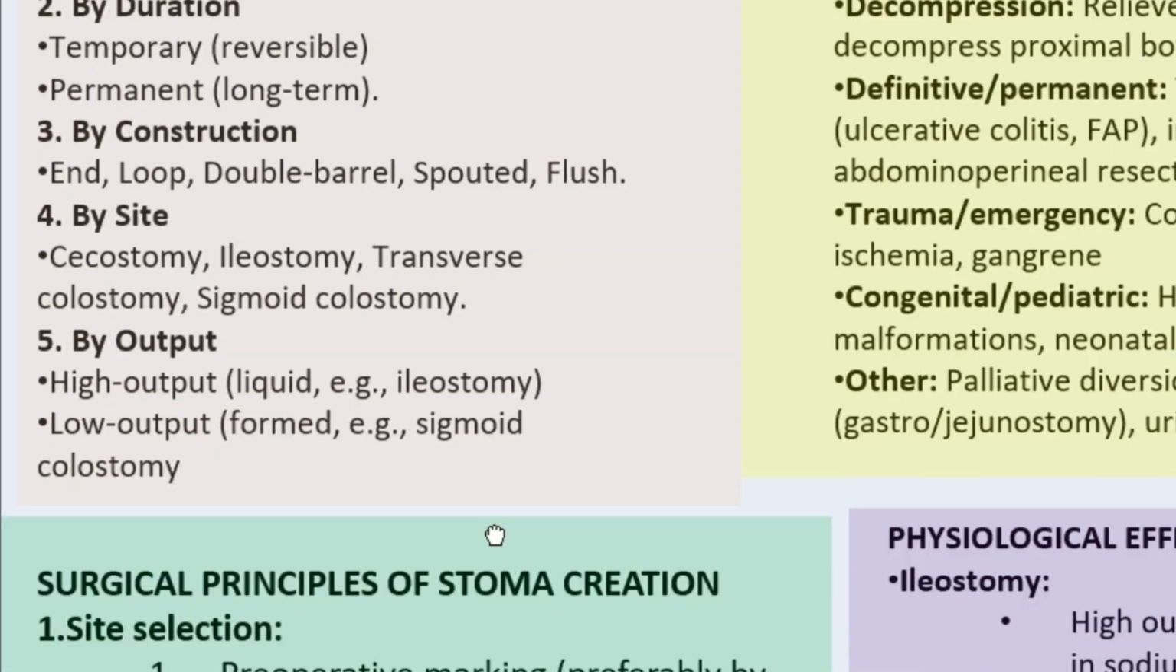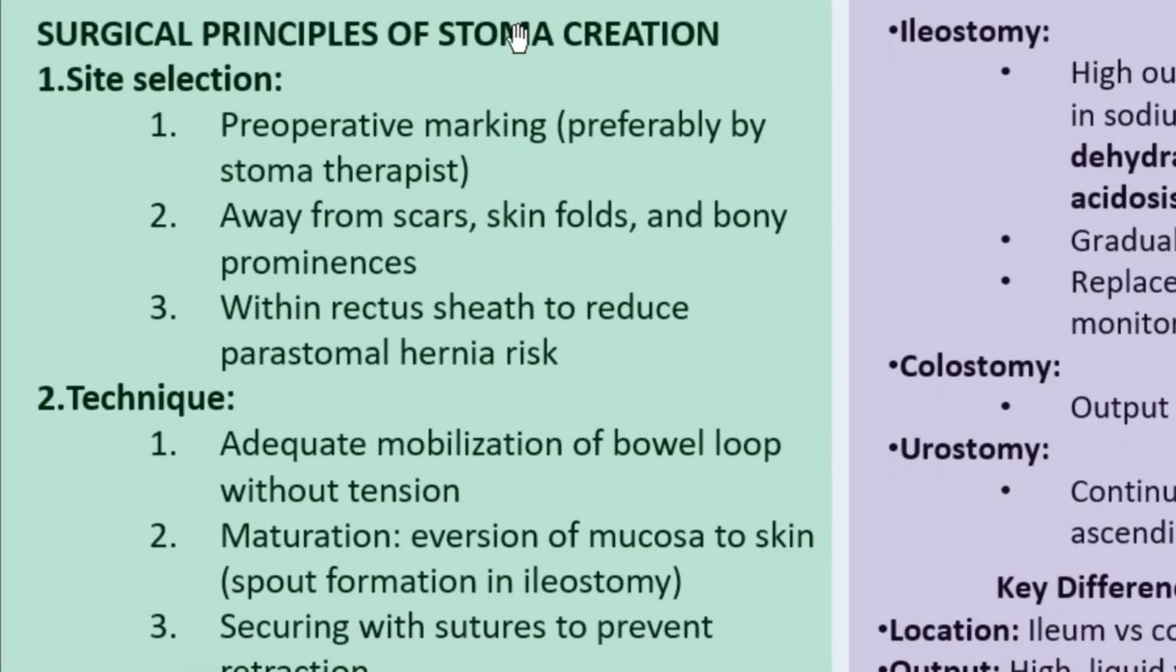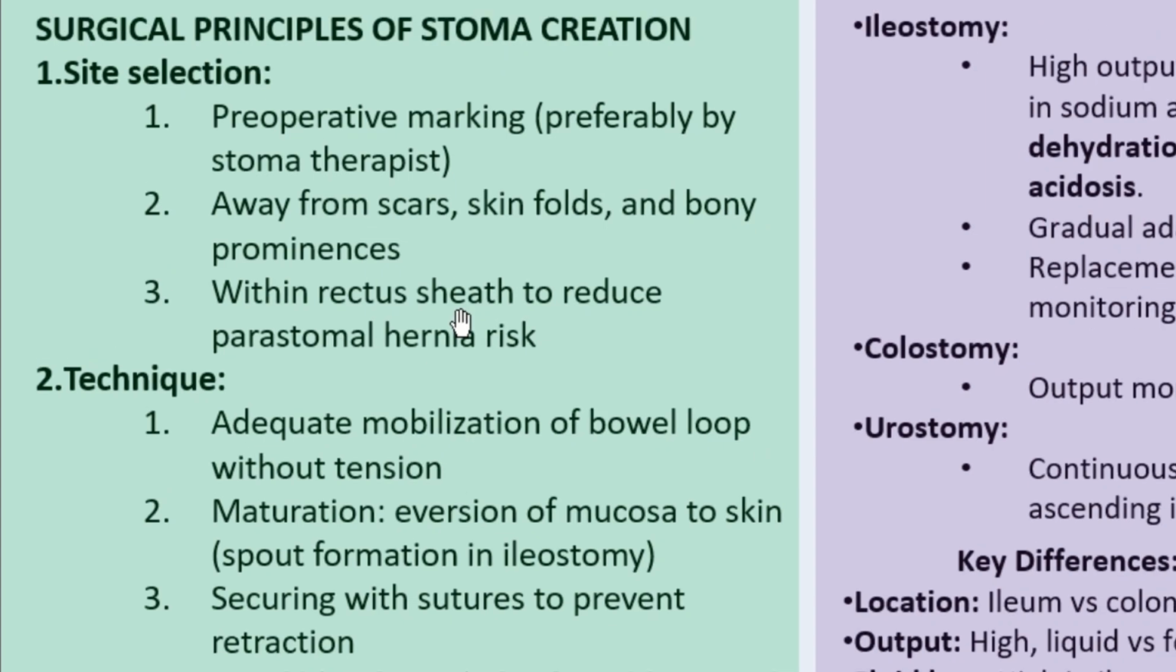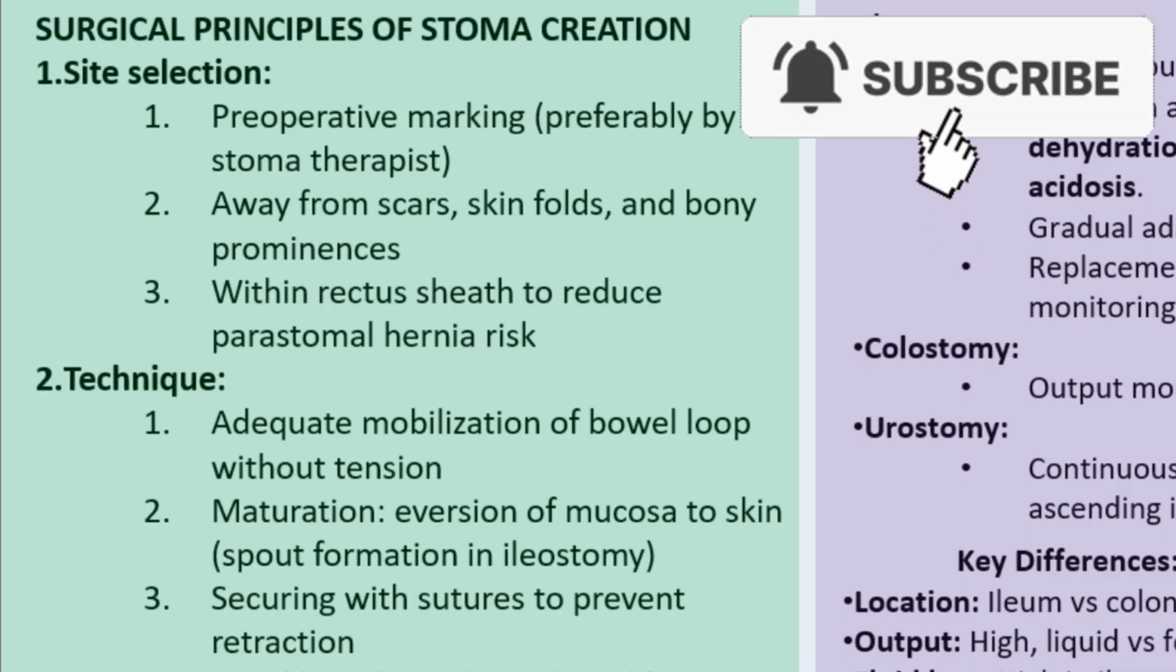So we can look at some of the principles of stoma creation. What do we always look at when you're creating a stoma? So one of the most important factors is going to be the site, or where we are going to put this. And we can do pre-operative marking. We want to put it away from scars, away from skin folds, and away from bony masses. You want to put it within the rectus to reduce parastomal hernia risk.